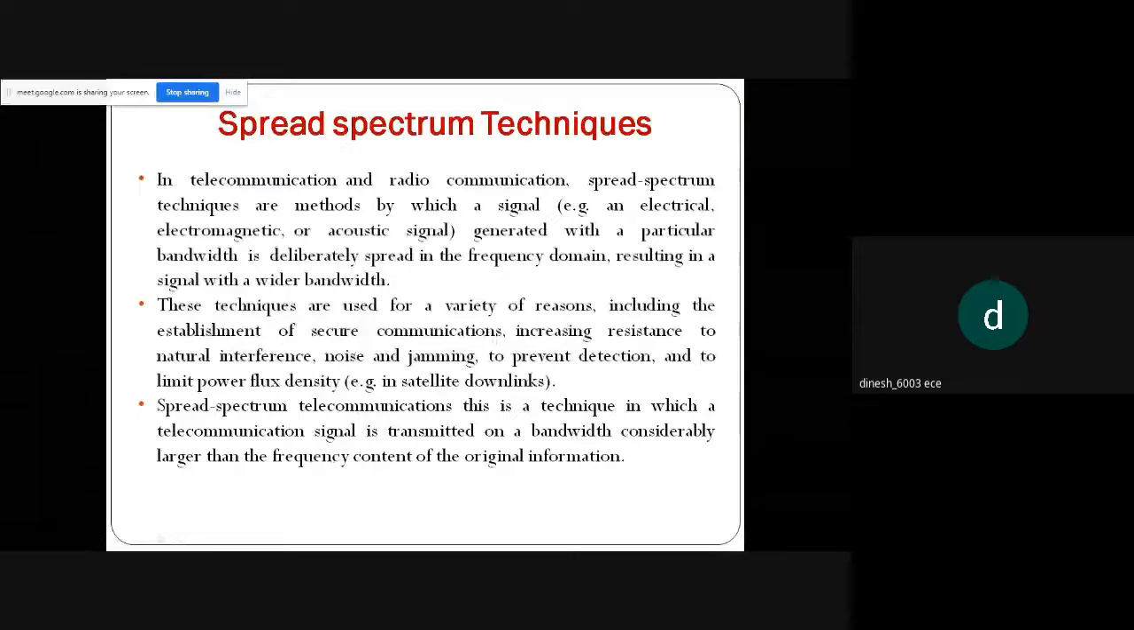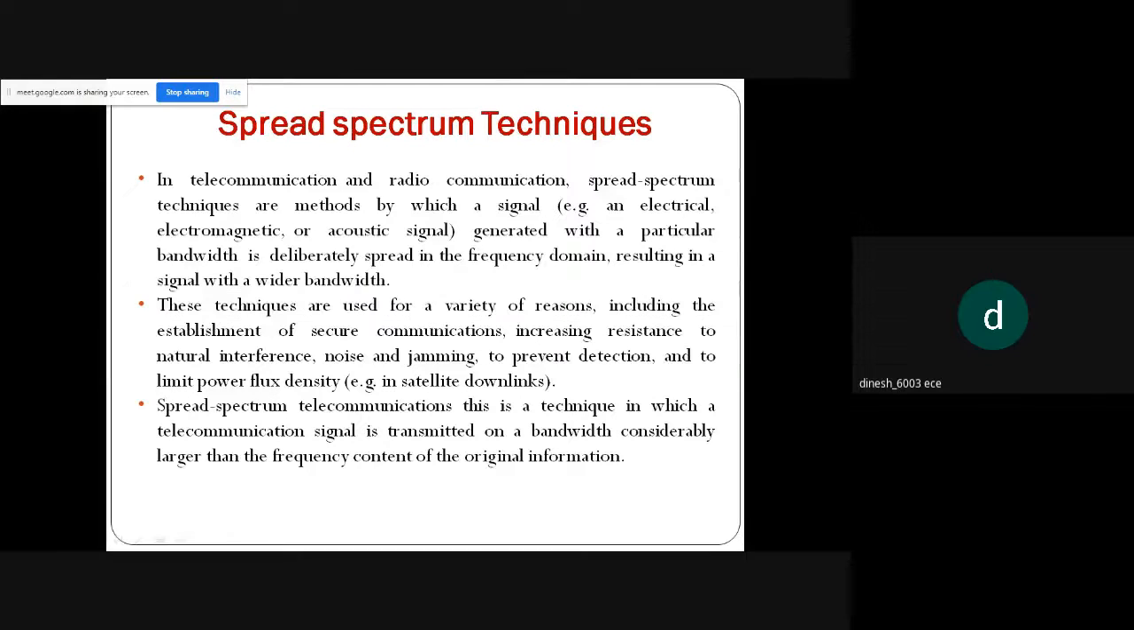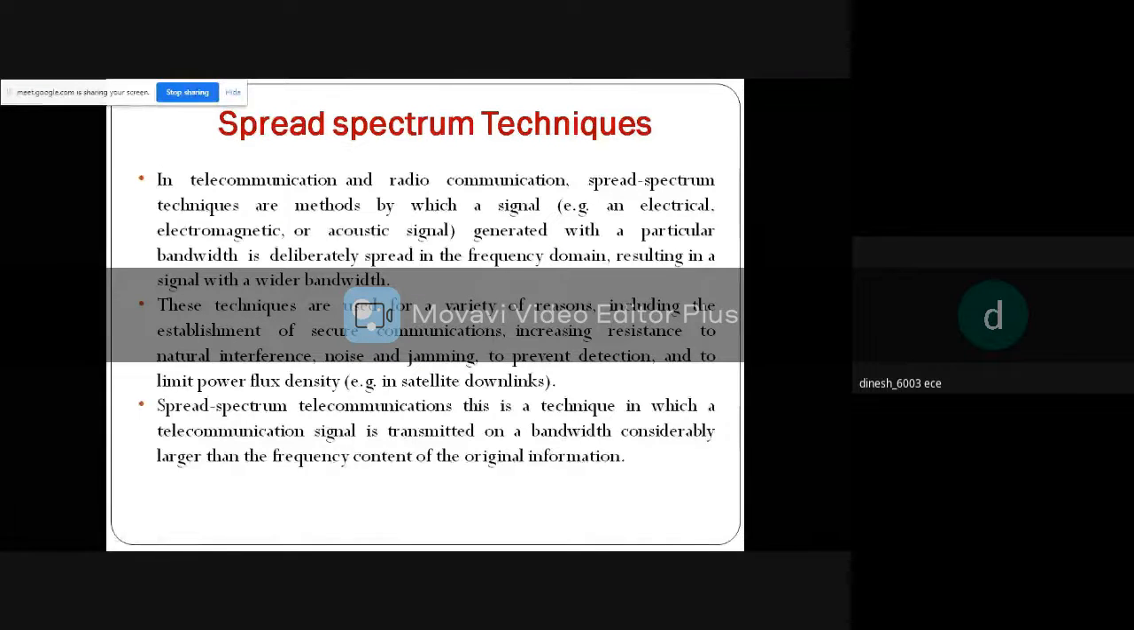The main purpose of the spread spectrum is that this is used in secure communications, where it increases resistance to natural interference, which we call jamming. In order to prevent this jamming, the anti-jamming concept is used in the satellite downlinks, which limits the power flux density variations. So in order to avoid the jamming possibilities in CDMA systems, the spread spectrum technique was being used efficiently.